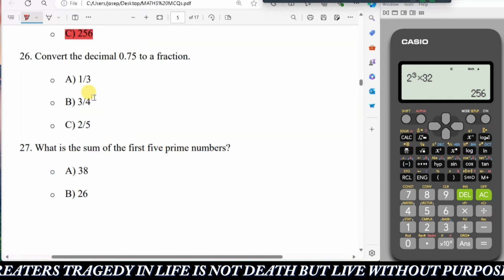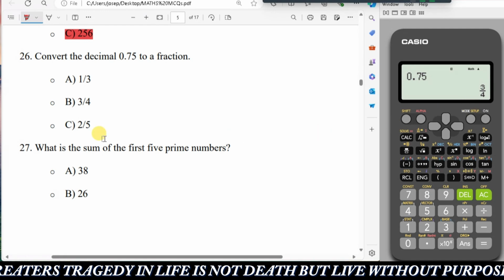Now convert the decimal figure 0.75 to a fraction. This is simple. Once you are allowed to use a calculator, just type in 0.75 and your answer is there for you, 3 over 4. You can press this to check if it is correct.